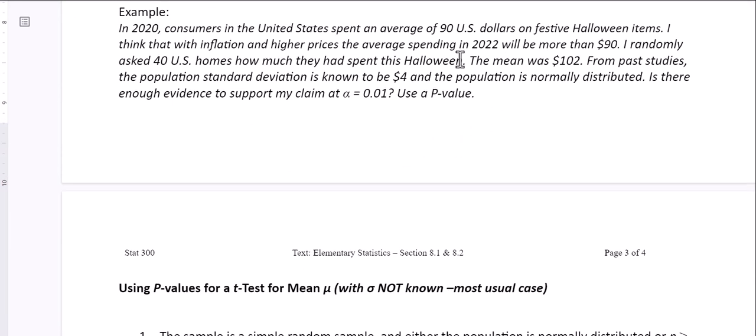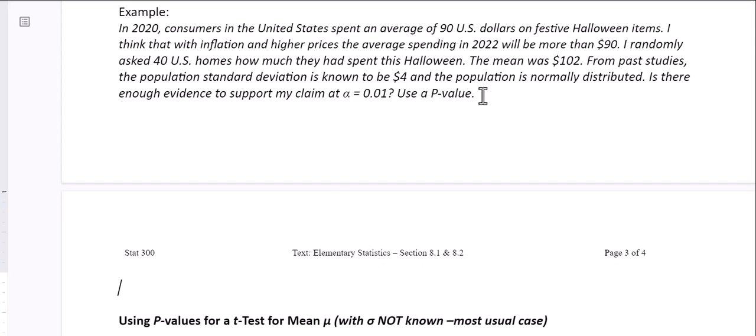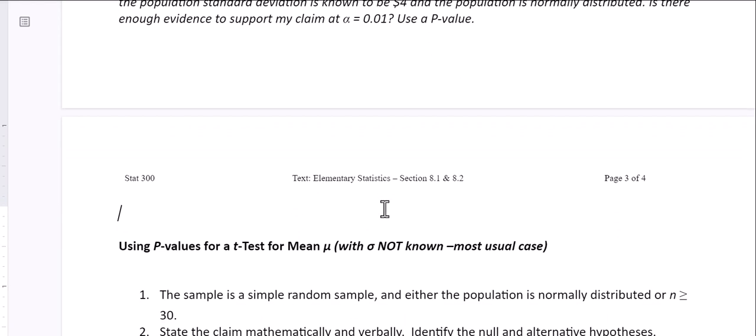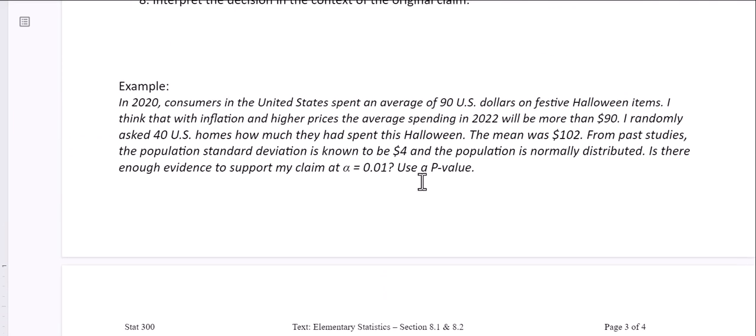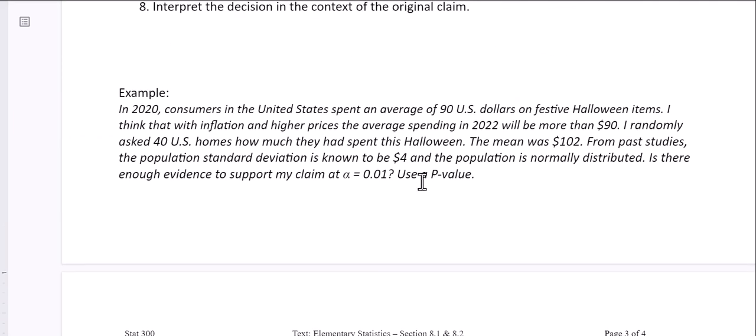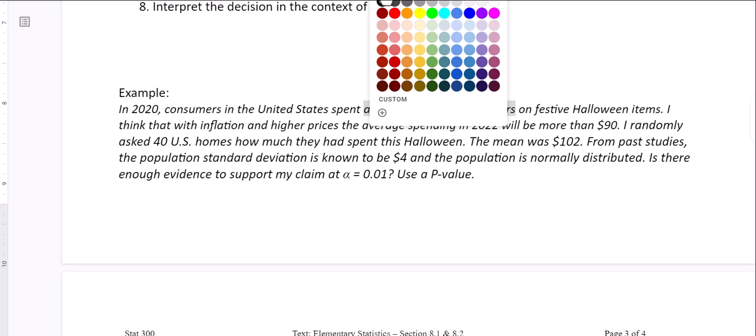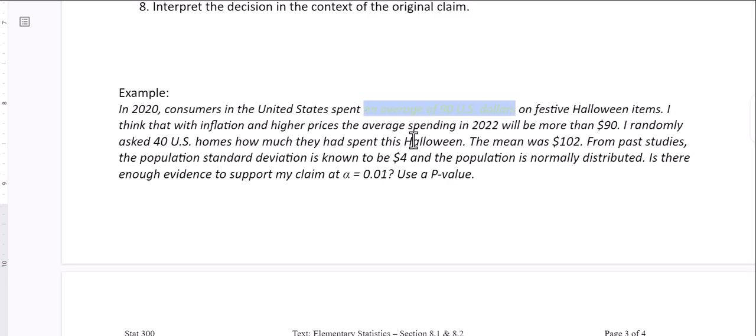So it's normally distributed. And so let's state the claim. Let's write our hypotheses for this example. So what is the alternative and what is the null hypothesis? Oftentimes you'll be able to recognize one, and from that one you can write the other, because the alternative and the null are complements of each other. So let's see. In 2020, consumers in the United States spent an average of $90. So this is given to me. So the average was $90. And it says is, right? Not more than or less than.